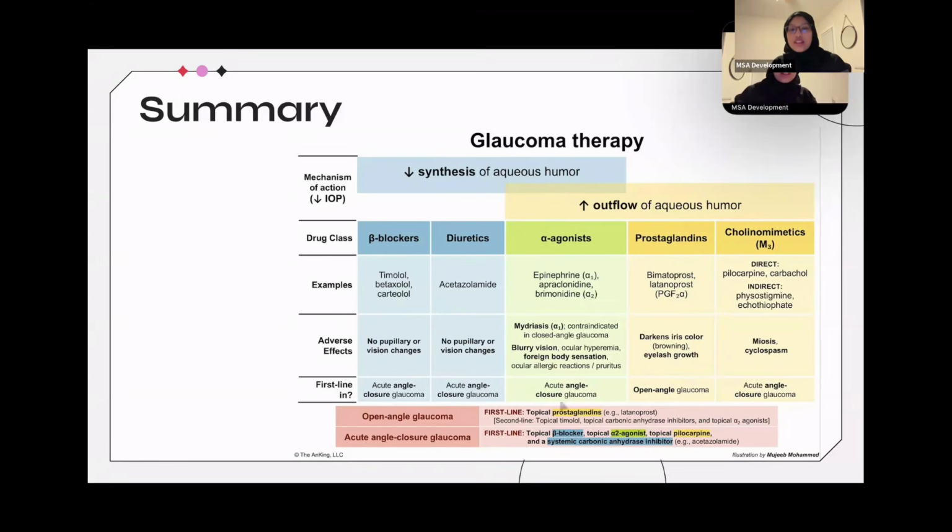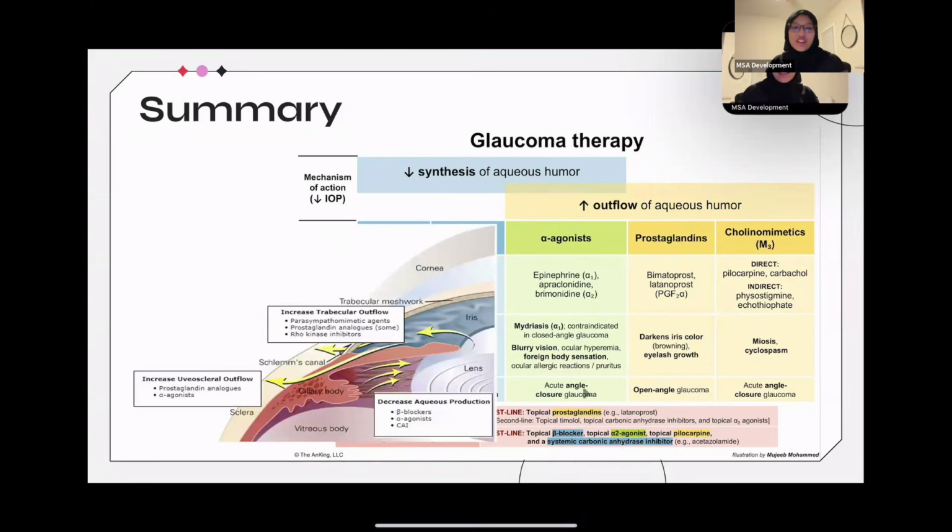Now, see here, it's the same thing. Open angle, prostaglandin, second line is everything else. Acute angle closure, because it's more severe, you want to use combination. So you will use beta blocker, alpha 2 agonist, pilocarpine, and diuretic if you can. Carbonic anhydrase inhibitor. So everything else is acute closure. Prostaglandin is the only one for open angle.